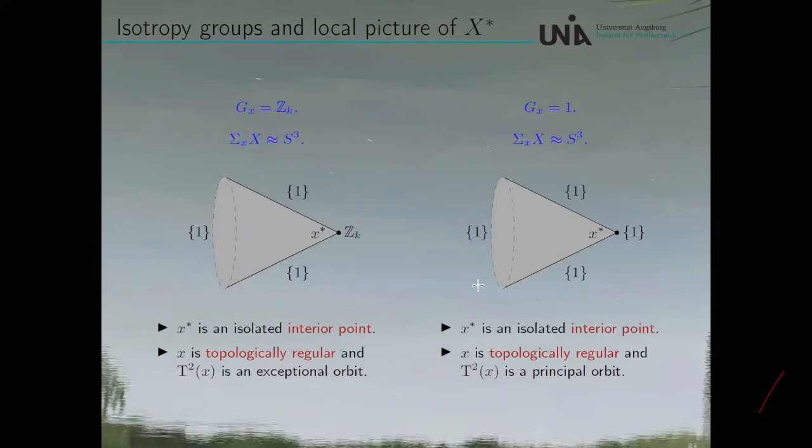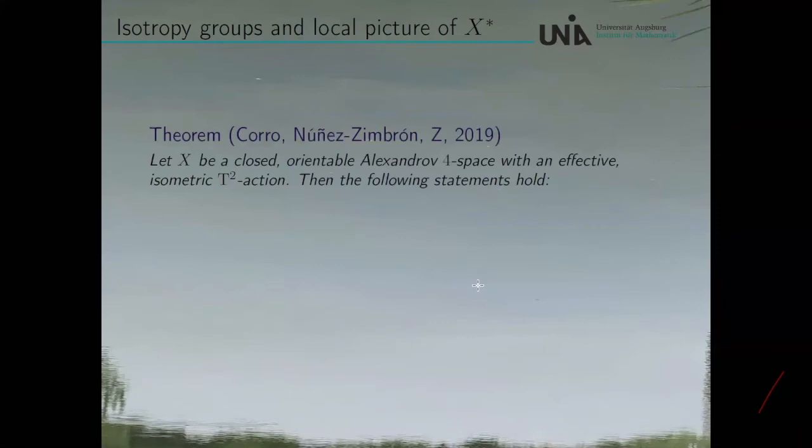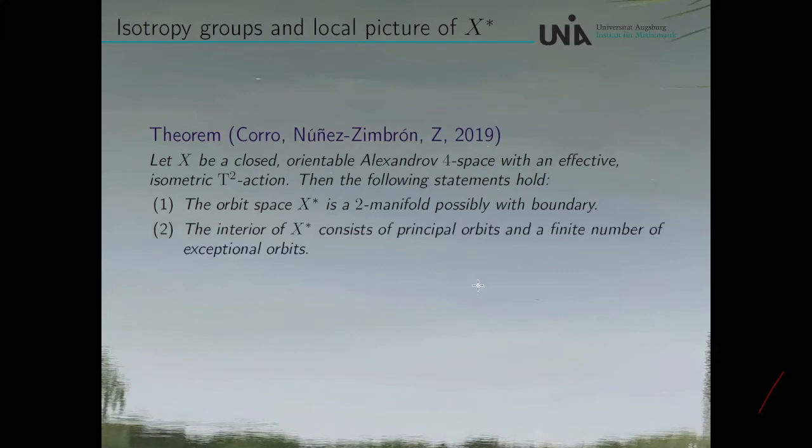Now I collect all of this information and I get this result, that assume X is a closed orientable four-dimensional Alexandrov space with an effective isometric T2 action. Then we have these things. The first statement says that the orbit space is a two-manifold. As you said, all the local pictures are either a disk or a half disk. So it's a two-manifold, possibly with boundary. The interior points consist of the principal orbits and exceptional orbits, finite number because they're isolated and it is compact.